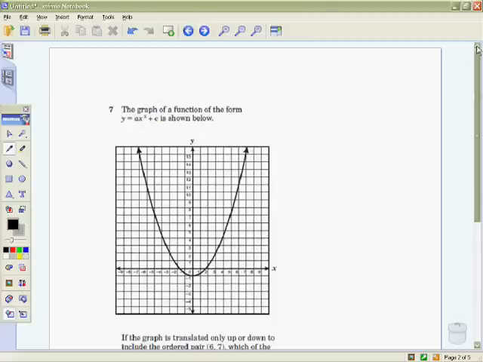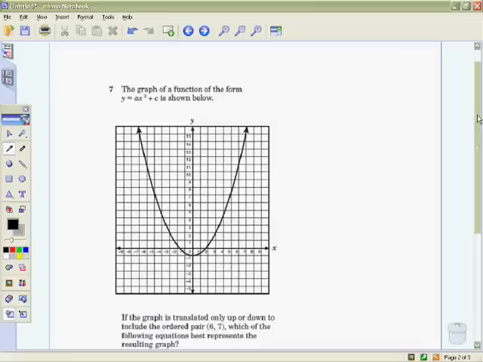Okay, let's look at number 7. The graph of a function of the form y equals ax squared plus c is shown below. Again, we have a power of 2, so it's a quadratic. We have this parabola here, and remember the parent quadratic is y equals x squared, so the number a in front of x squared, if it's not 1, will make the graph either skinnier or wider depending on if it's a fraction or if it's a number greater than 1.